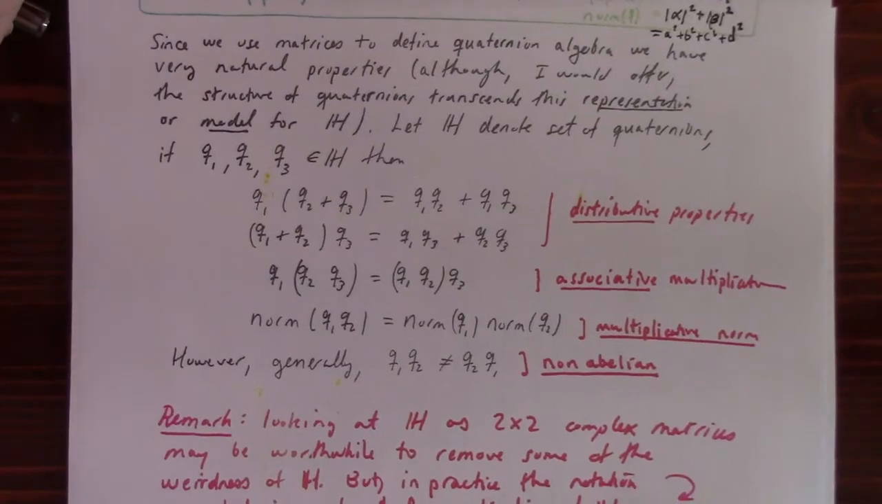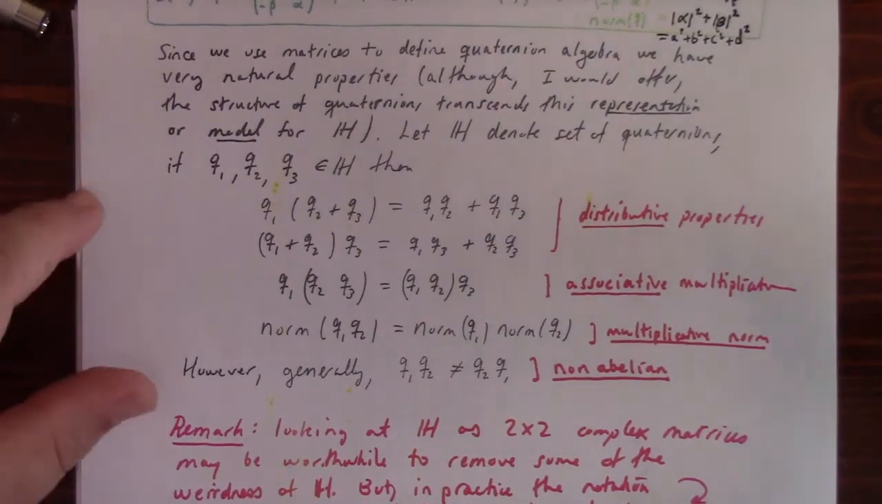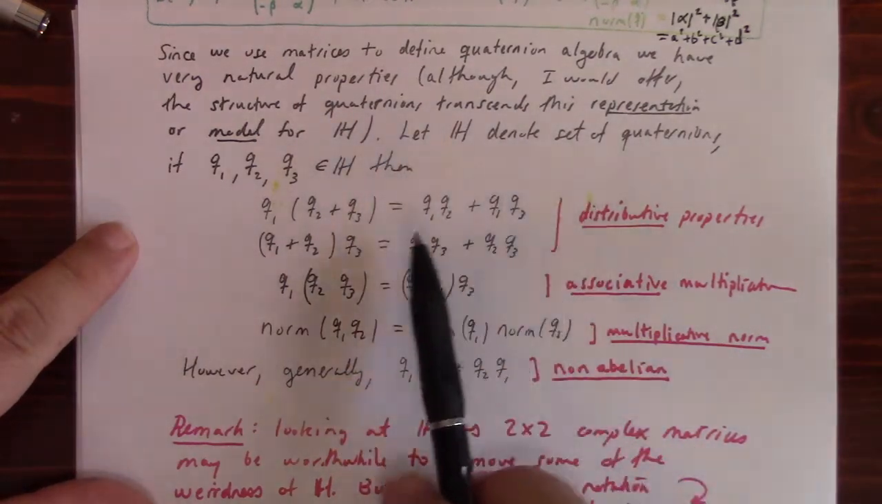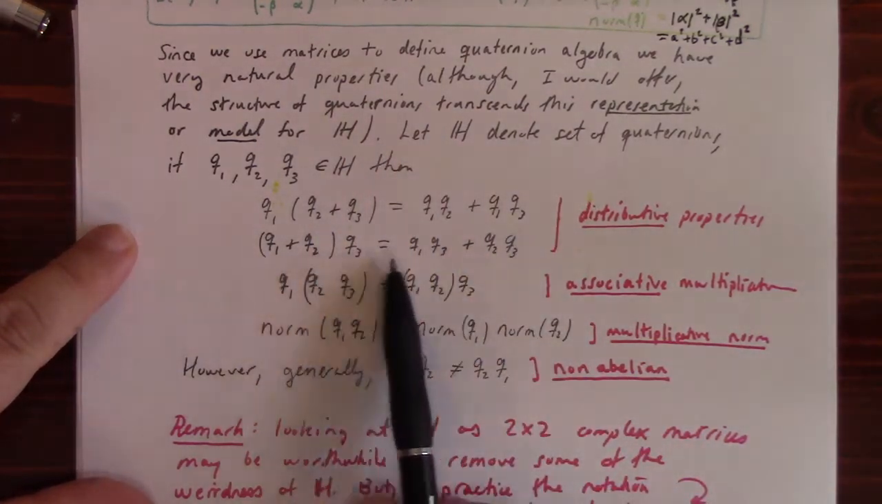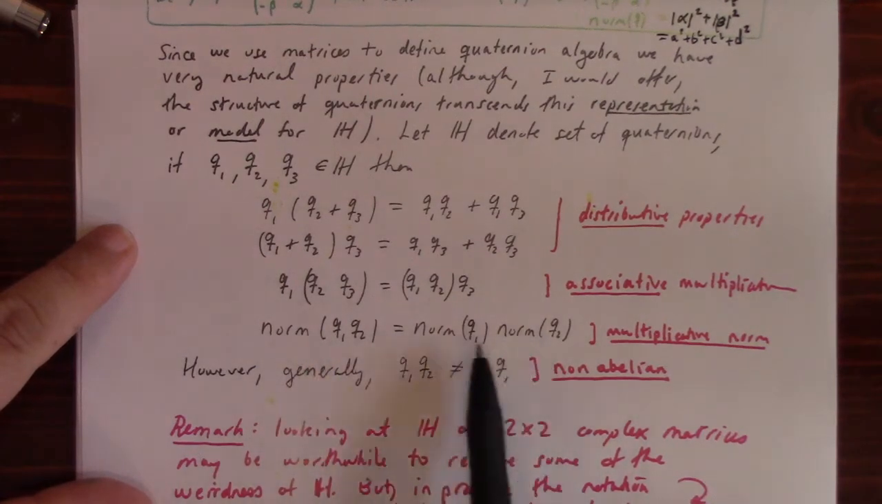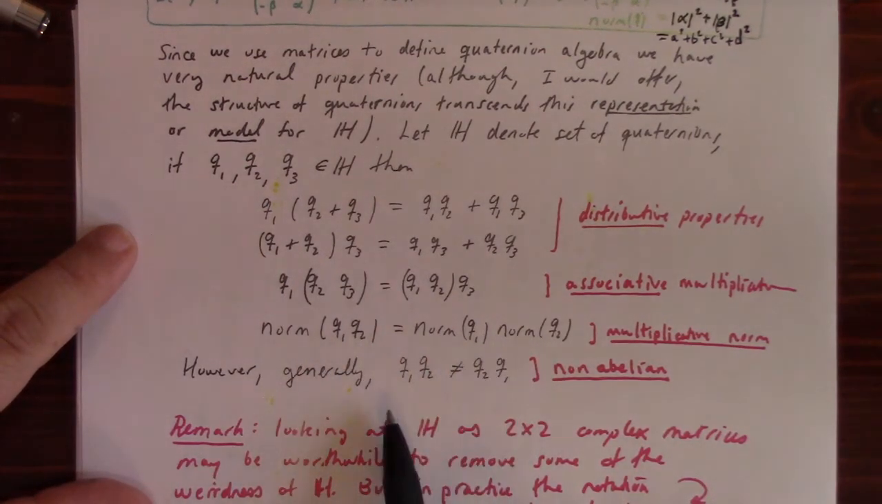Since we use matrices to define the quaternion algebra, we have some very natural properties like associativity and distributivity both ways. The norm is multiplicative because of the determinant: the norm of a product is the product of the determinants. However, just like matrix multiplication is not commutative, quaternion multiplication is not commutative.